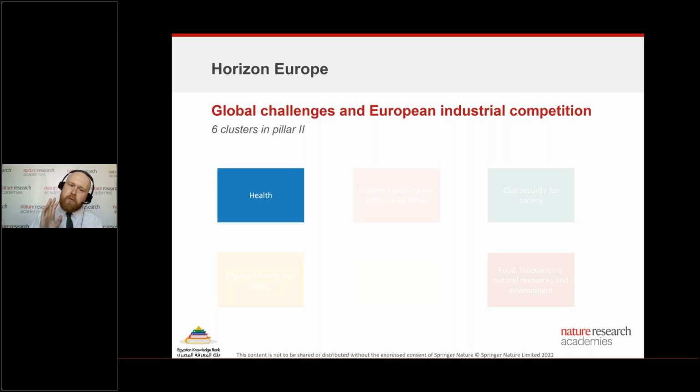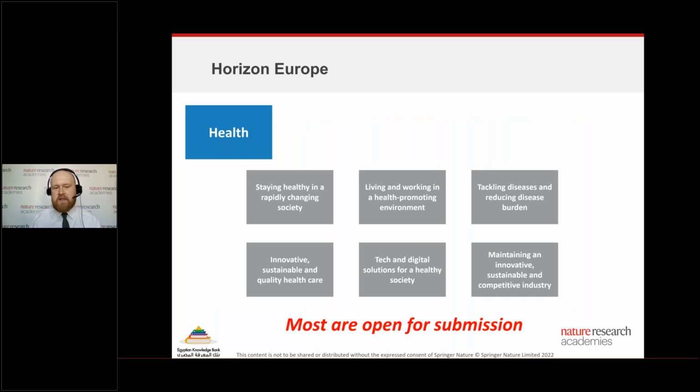So let's have a think about what details there are within these 6 clusters. I think the most important cluster for our audience today is going to be the health cluster. So I did want to highlight some of these to you today. There are 6 fields where topics will be launched every year for the next 6 years, and these are the topics currently launched. The first one under health is staying healthy in a rapidly changing society. An example of a topic relevant to this would be childhood obesity.